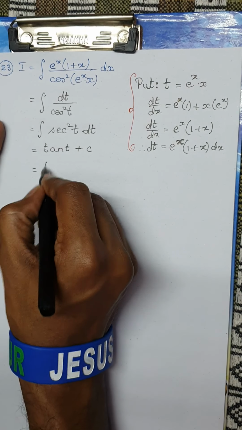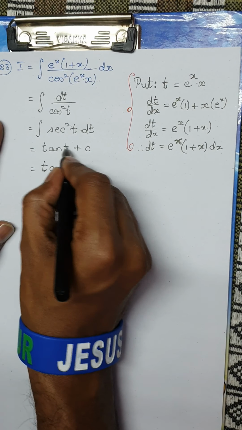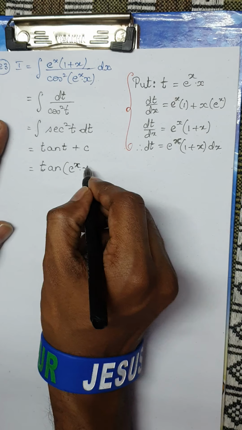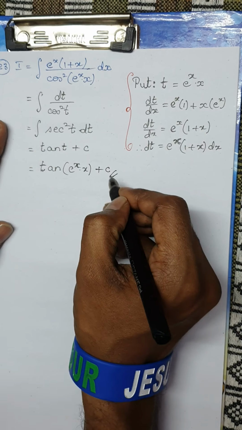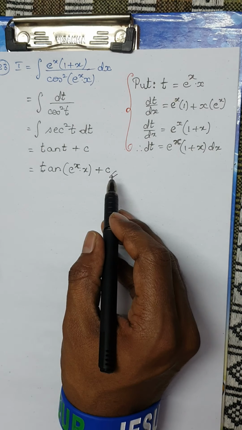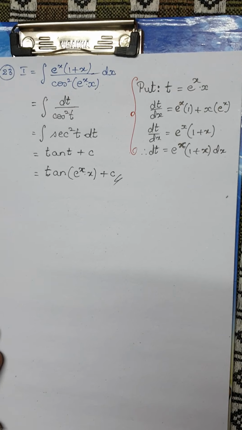One more final step. You are not supposed to keep this in terms of t, so substitute back for x. So t would be nothing but e power x into x, plus c, which is the constant of integration, and this is the final result for the above given question. Is it clear? Right.